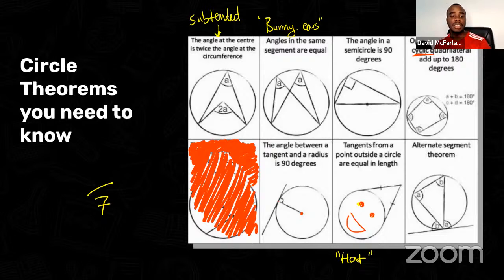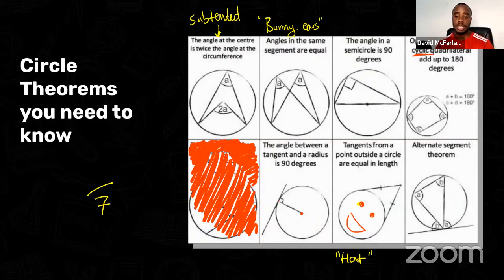And then you have the alternate segment theorem. Now this one is the one that usually saves the day sometimes. Sometimes this one can show you something really easy right in front of your face instead of you having to go around in different places. It's basically saying that the angle formed between the tangent and the chord is equal to the angle in the alternate segment.